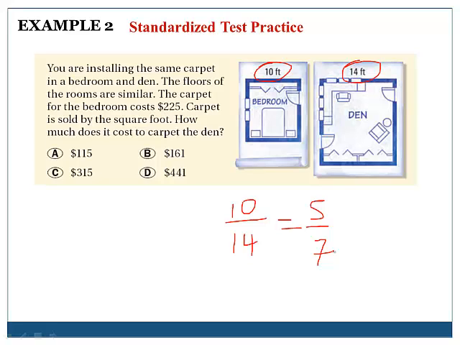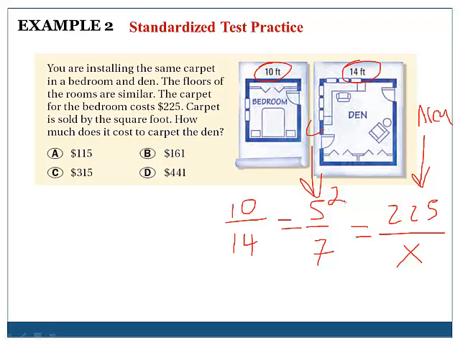But in terms of comparing areas, because remember you have $225 to carpet the small bedroom, and you don't know how much it is to carpet the larger room, which is the den. So if we set these equal to each other, remember this is your area here, and this here would be your corresponding side lengths. You have to square your corresponding side lengths in order to compare. So this would be 25 over 49 equals 225 over x. So if you multiply these out, you should get x equals $441.